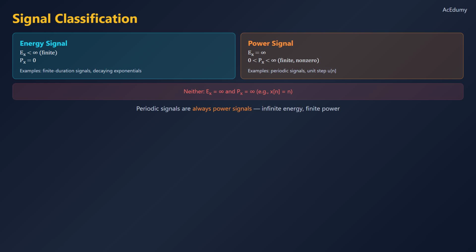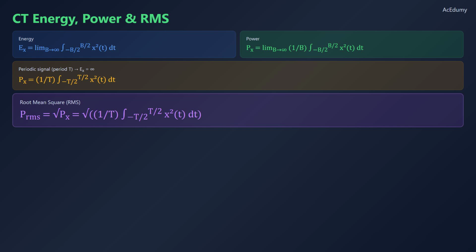Every signal falls into one of three classes: energy signal, power signal, or neither. Periodic signals are always power signals because they repeat forever, accumulating infinite energy but maintaining finite average power. For continuous time signals, the definitions use integrals instead of sums.